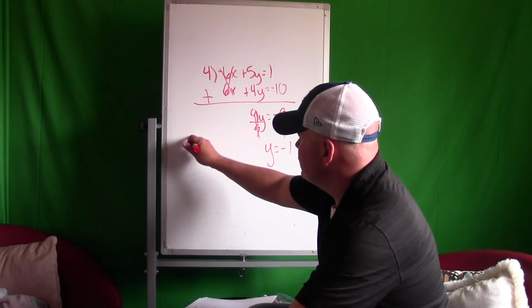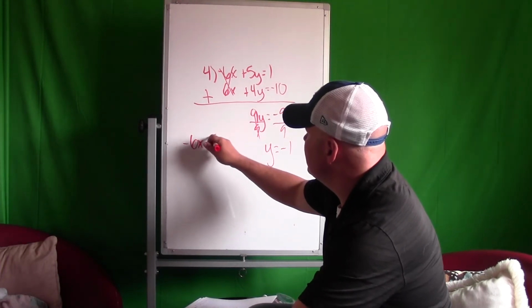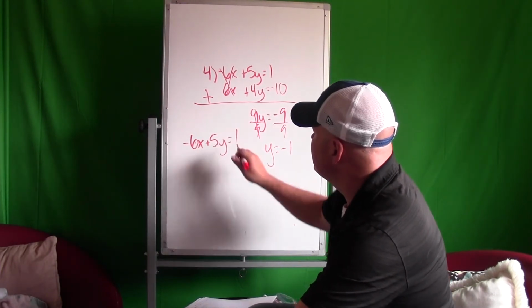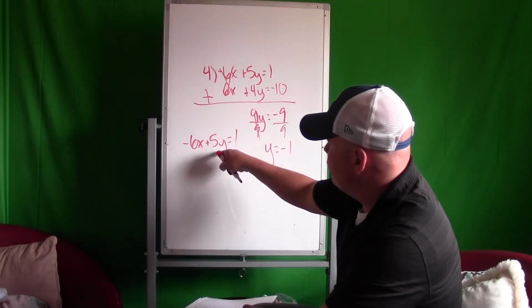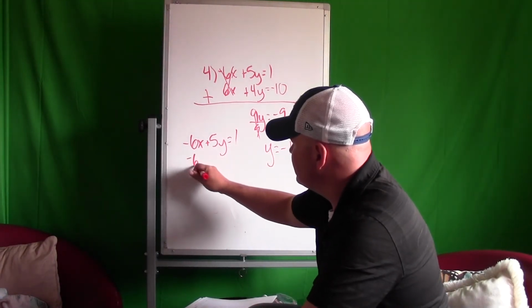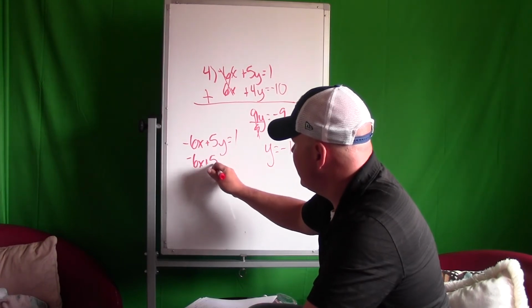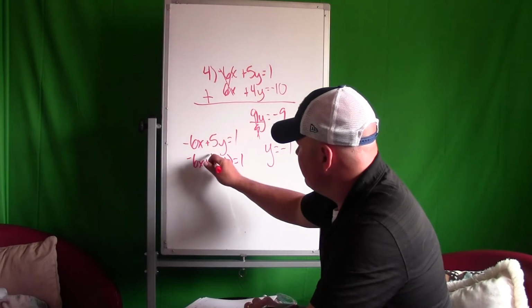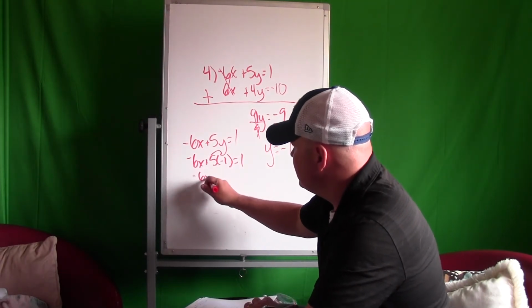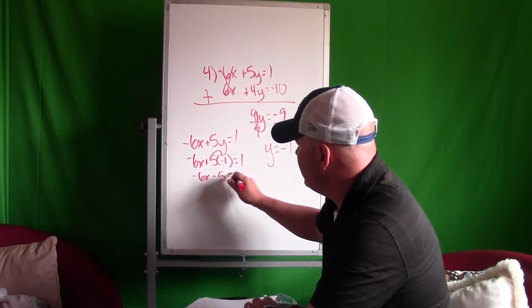This time, let's just choose the top one since I haven't used it yet, just to prove that it works the same regardless. I'm going to take this y value and plug it in here. So I have negative 6x plus 5 times negative 1 equals 1. I'm going to distribute, so now I have negative 6x minus 5 equals 1.